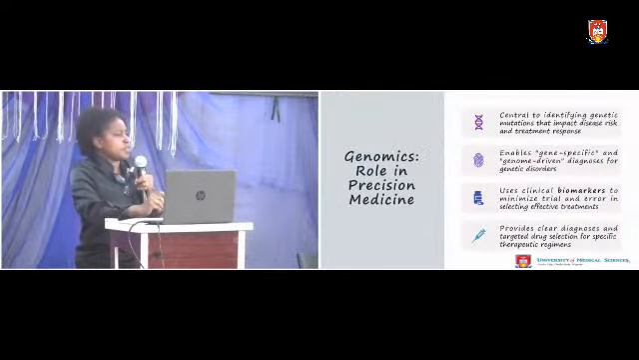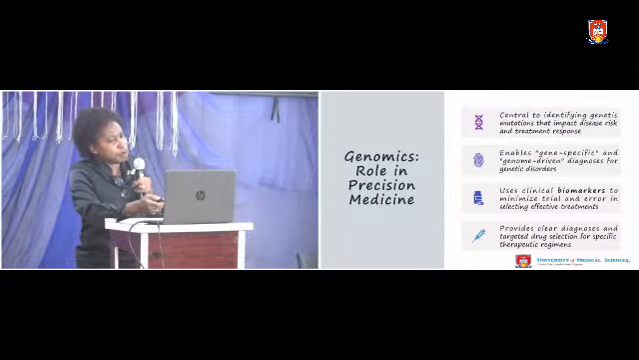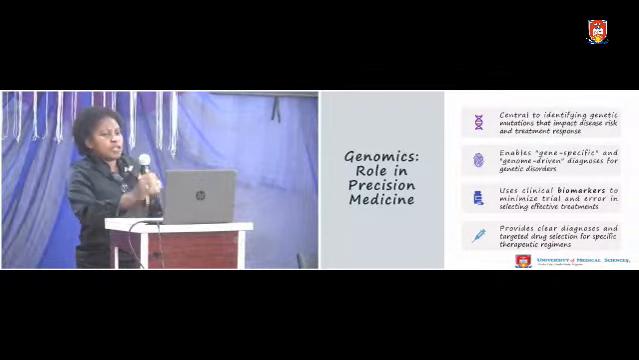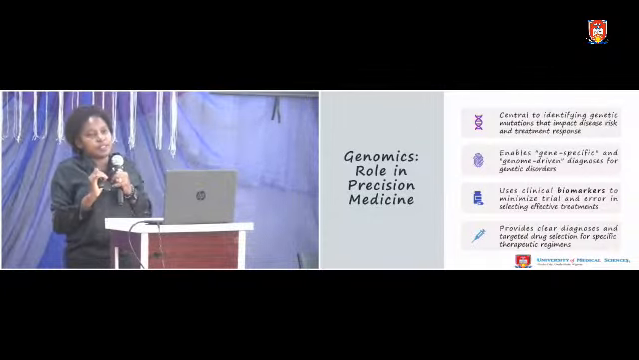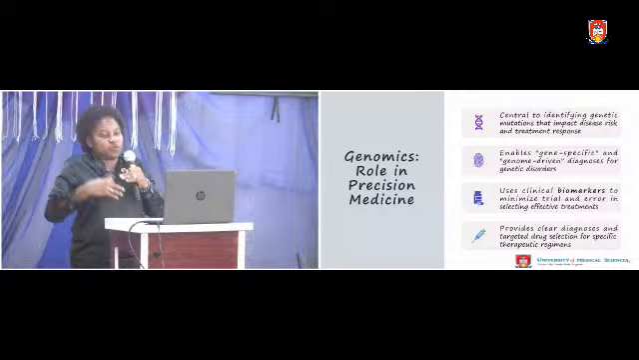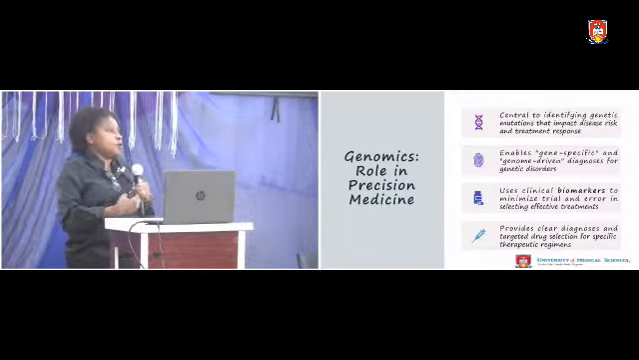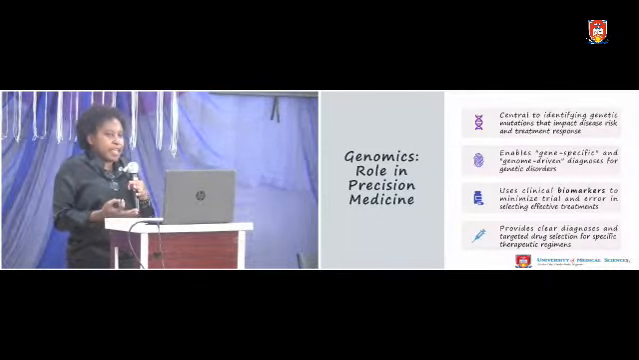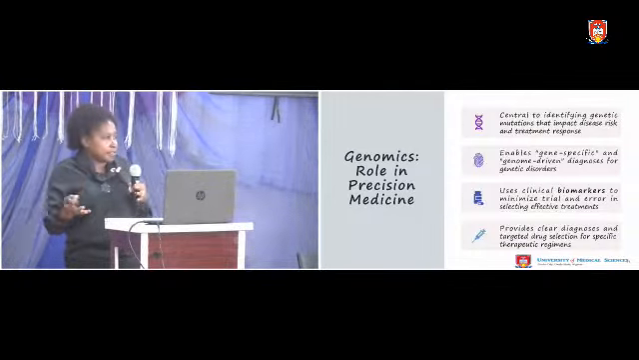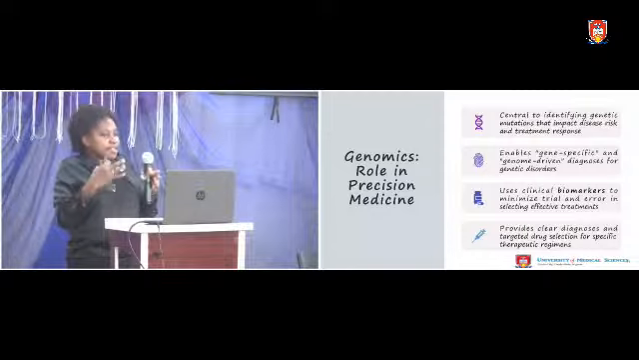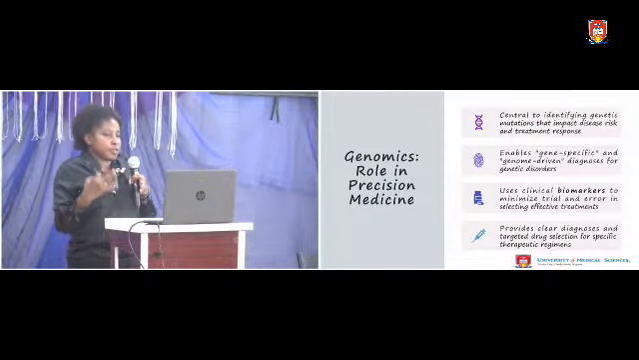So what is genomics' role in precision medicine? Genomics is central to identifying the genetic mutations that impact whether you are at risk of a disease or can respond well to a treatment. So you have the gene-specific, you have the genomic-driven diagnosis. Those are the things, that is how we contribute to precision medicine.